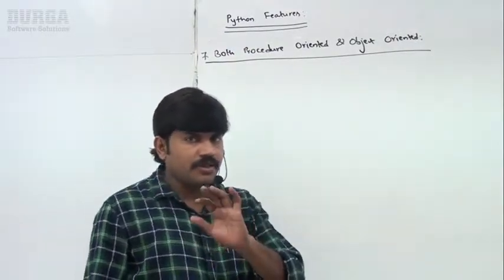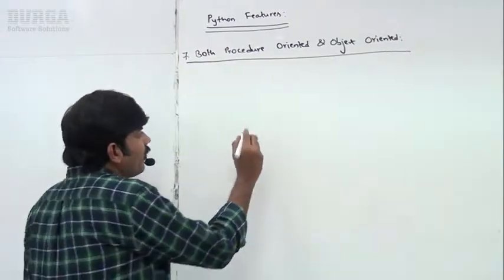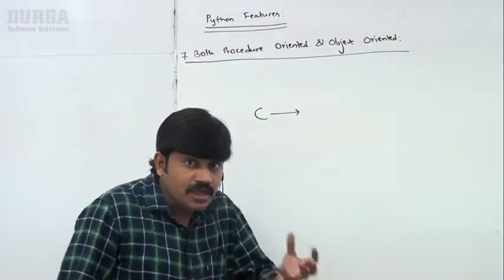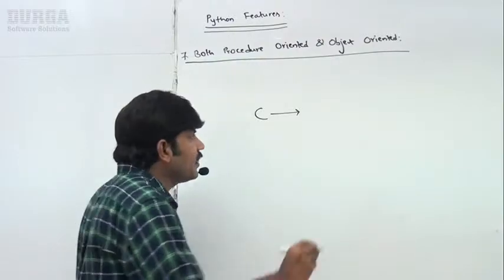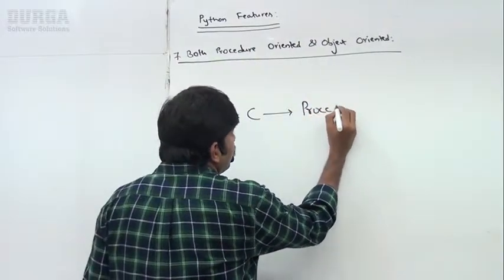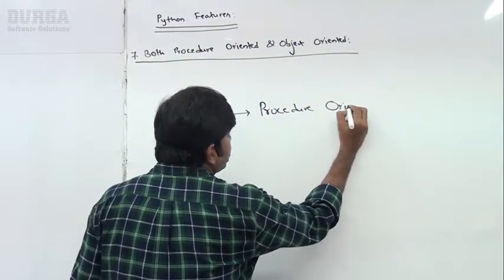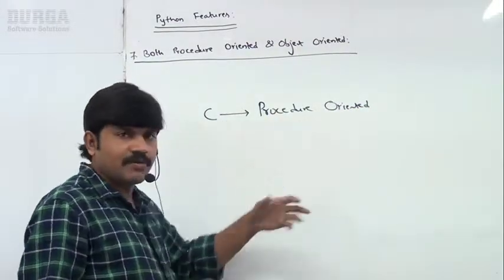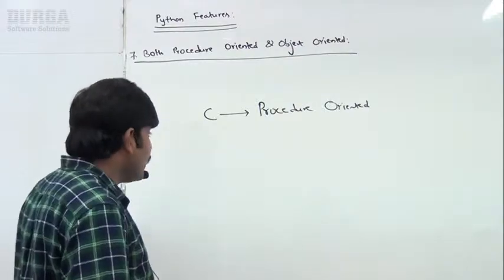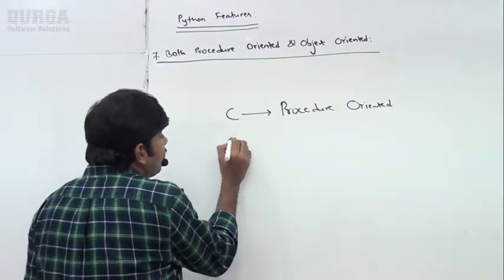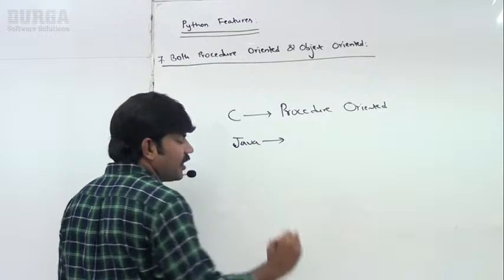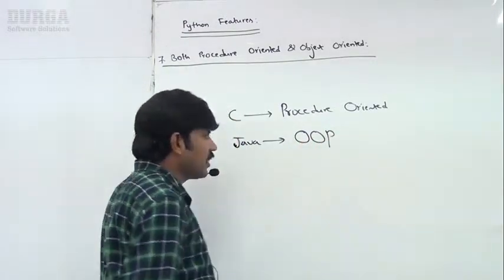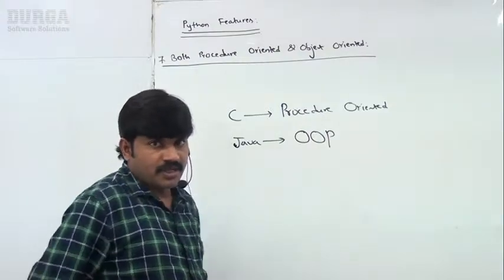Sir, the next feature I have to discuss is both procedure oriented and object oriented, right? Sir, what does it mean? Observe carefully. If I go to C language and ask, array, you are which type of programming language? Then immediately the C person is going to tell, I am a procedure oriented programming language. Okay, don't worry, sir. Maybe in the next sessions, if required, I will explain the meaning of procedure oriented. Next, if I ask Java, you are which type of programming language? Immediately the Java person is going to tell, I am an object oriented programming language.